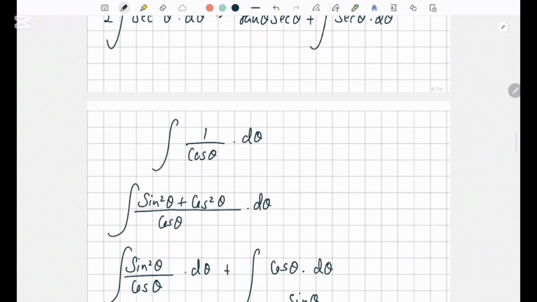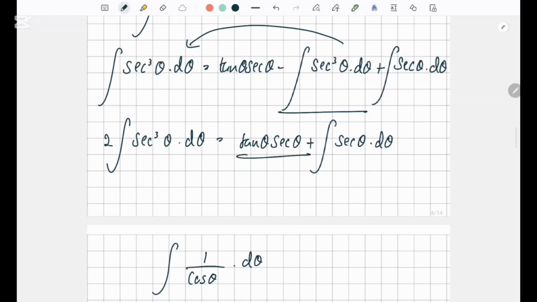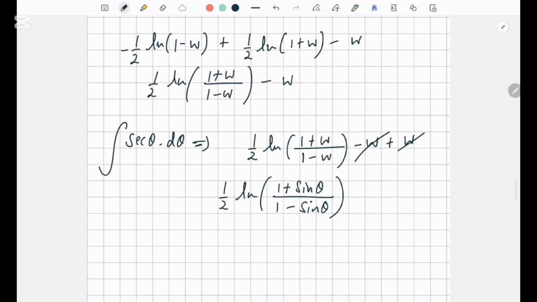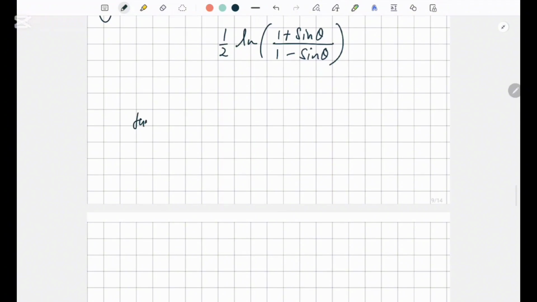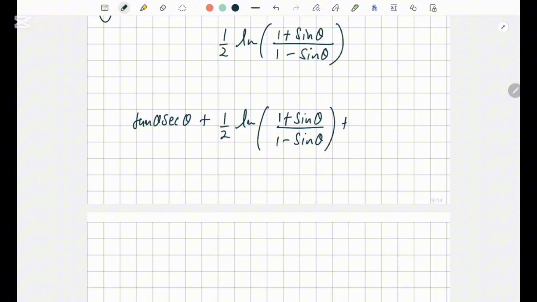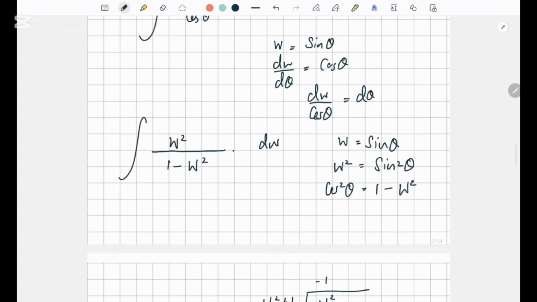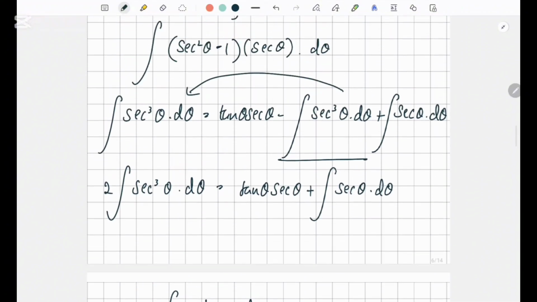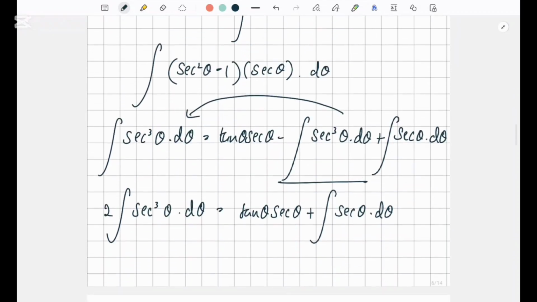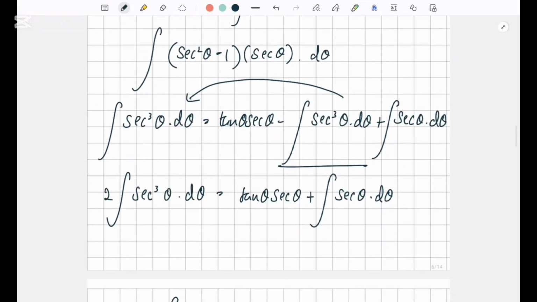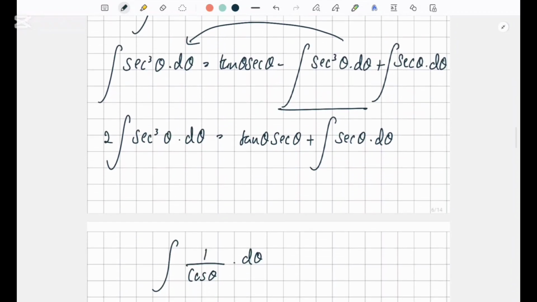So now let's go back to what we had. We had tan theta sec theta plus the integral of sec theta. So you write tan theta sec theta plus half ln (1 plus sine theta over 1 minus sine theta) plus c. Now what was the substitution we took? Now we found the integral. Oh, there's one more thing.